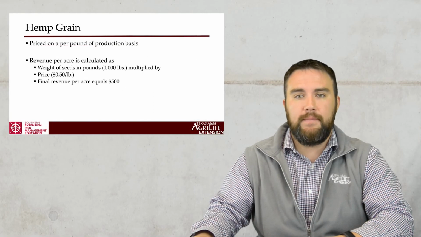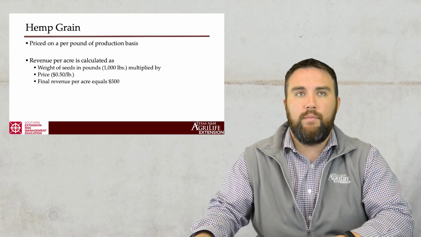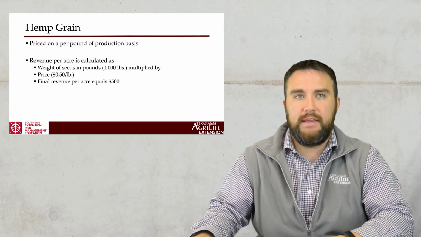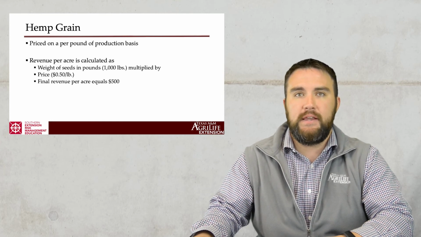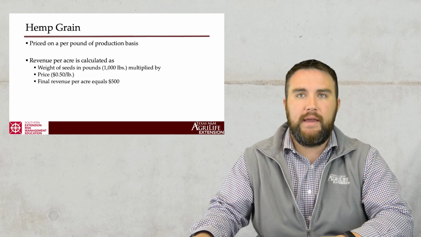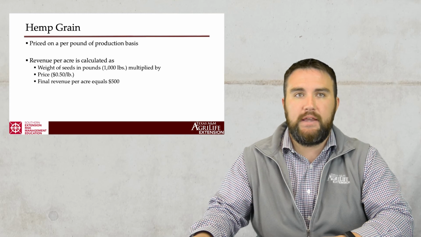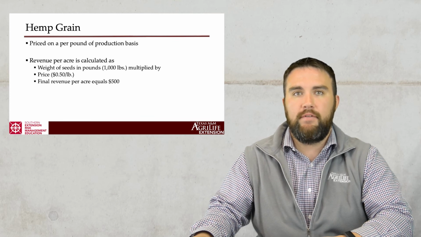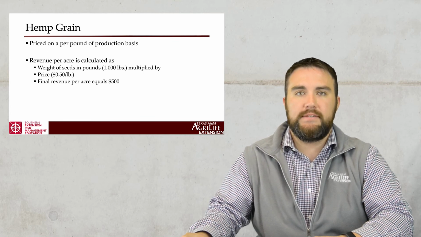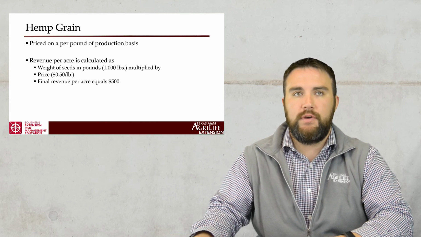Now we'll talk about hemp grain. This one's a little bit easier and pretty common with most of our grain models. Grain is priced on a per pound of production basis, so that means our revenue per acre is calculated as the weight of seeds in pounds. For our example, we'll consider 1,000 pounds multiplied by the price. Currently, based on, again, that Pan Exchange data, we're looking at about 50 cents per pound of grain produced. That's going to yield us a final revenue per acre of about $500. What that means is that you place this revenue into your budget, weigh it against your cost, and determine whether or not you have a profit.